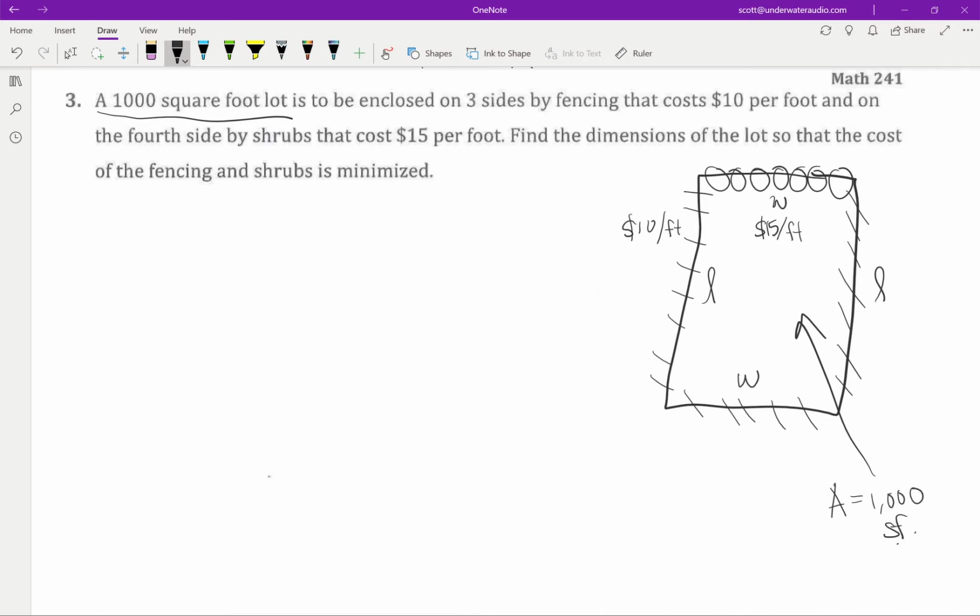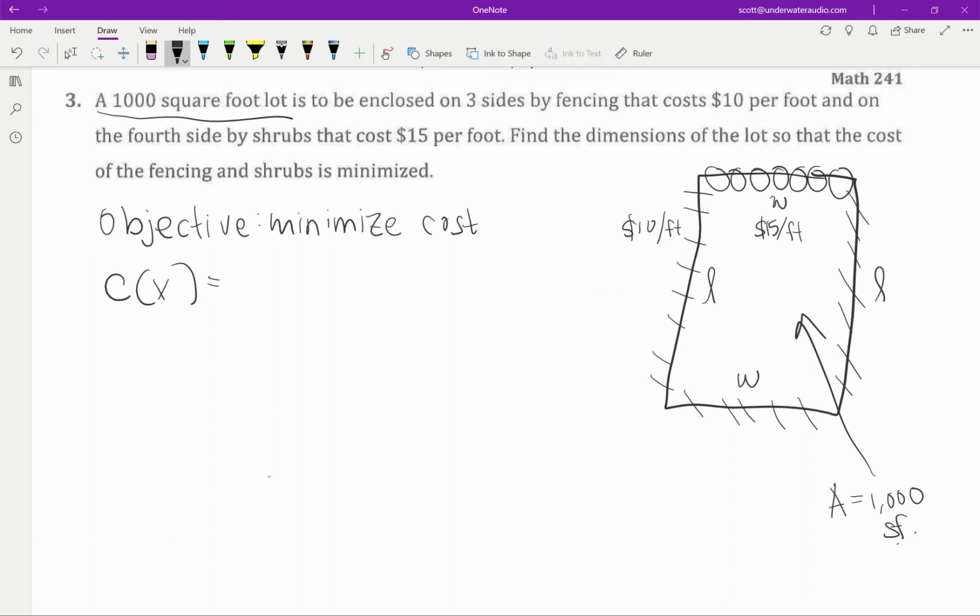So that's a lot of information. Find the dimensions of the lot so that the cost of fencing and shrubs is minimized. So objective, minimize cost. Objective, minimize cost. So I need a function that gives me the cost.